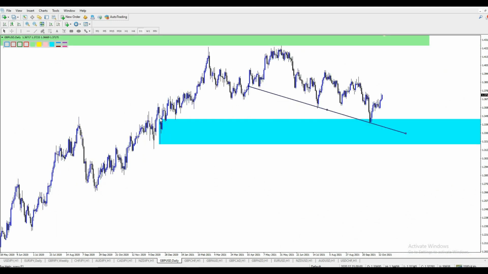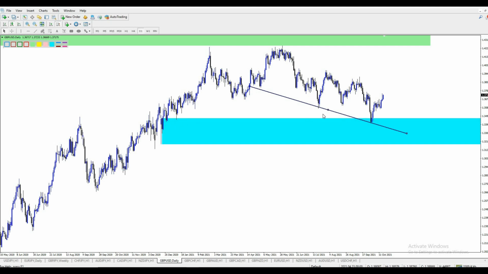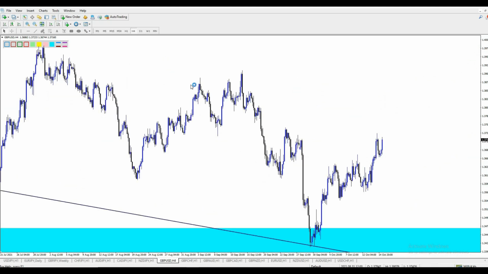So this is what we have. Here's a nice order block that we have, not the best of order blocks, but just by understanding the structure, you'll be able to find some very good trades there. Right, so if we go to our 4-hour time frame, this is what we have.